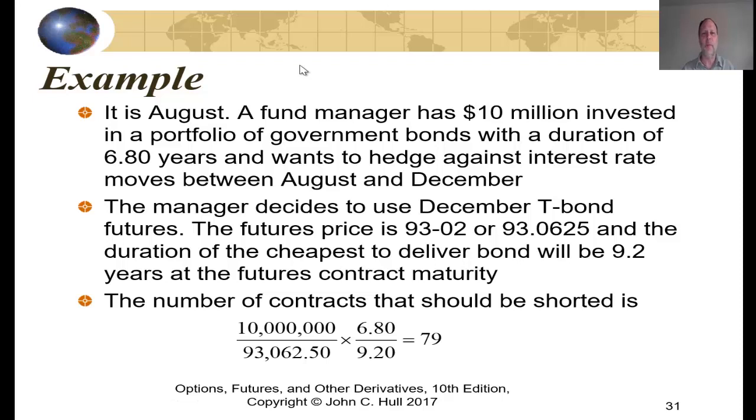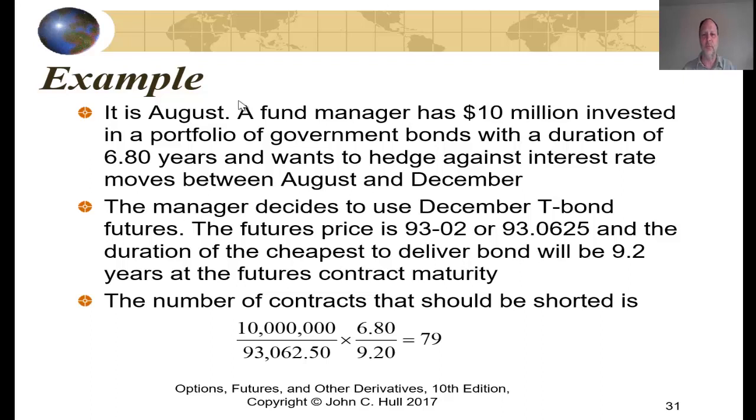It is August. A fund manager has $10 million invested in a portfolio of government bonds with a duration of 6.8 years and wants to hedge against interest rate moves between August and December. The manager decides to use Treasury bond futures that expire in December. The futures price is 93 and 2/32, or 93.0625, and the duration of the cheapest to deliver bond will be 9.2 years at the futures contract maturity.